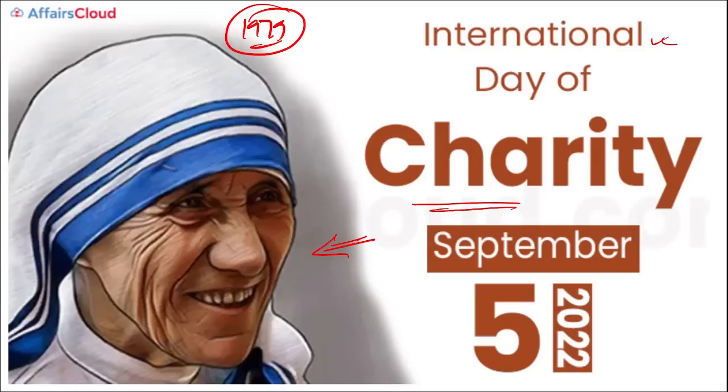So in order to remember her, to commemorate the anniversary of the passing away of 1979 Nobel Prize winner Mother Teresa, we observe the International Day of Charity. That means on 5th of September, Mother Teresa passed away. So to remember her, this day is observed as International Day of Charity. She was awarded the Nobel Peace Prize in the year 1979.